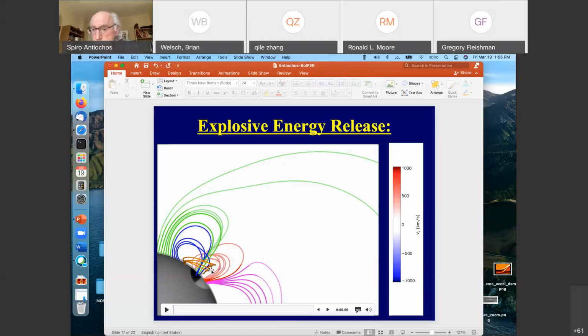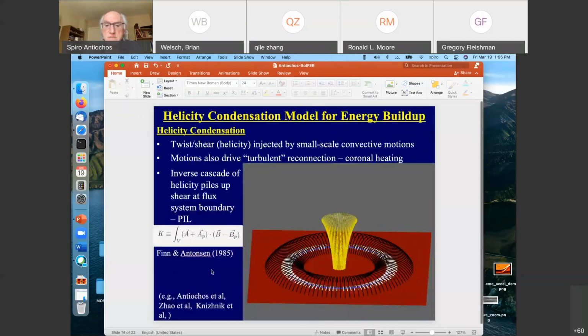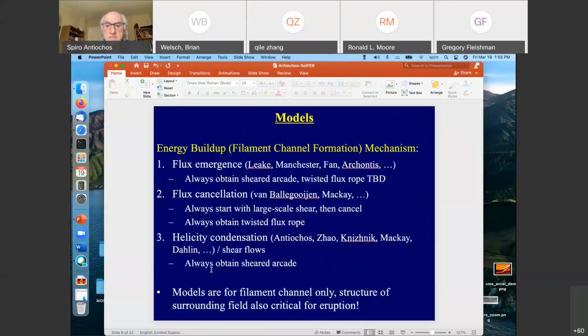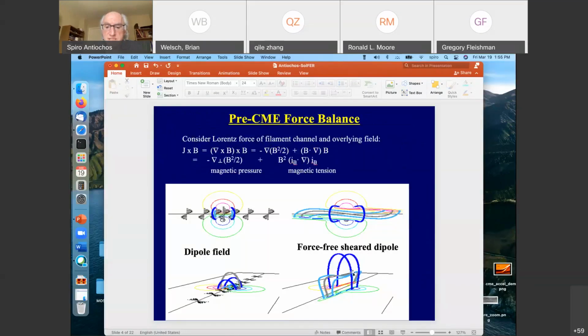I have a question in the chat. Can you explain to people what tether cutting is? So tether cutting is reconnection that occurs inside the filament channel. Inside the filament channel, you have very strong shear, so in principle, you can get reconnection there. Let me just show you, for example, if I look at here, the tether cutting would be reconnection in here between, let's say, this field line and this field line, or the field lines inside here.